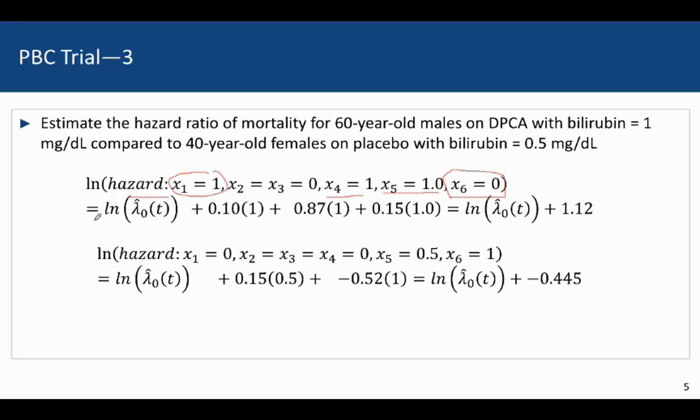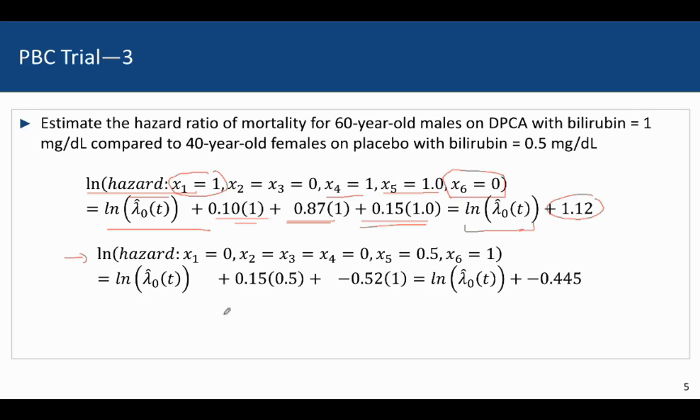So at any given time, to get the log hazard for this group, we would start with our intercept evaluated at that time, and then add 0.1 times 1 for the treatment component, 0.87 times 1 for the age component, and 0.15 times 1 for the bilirubin component. To get the log hazard at a specific time, we would have to find out what the intercept evaluated at that time was, take that value and add 1.12 to it, which is the sum of 0.1 plus 0.87 plus 0.15.